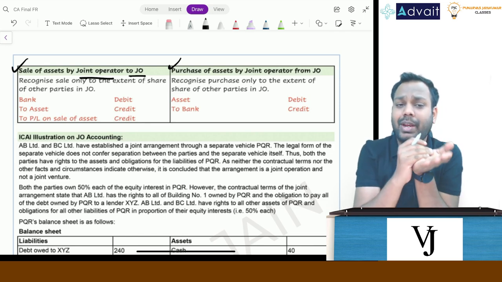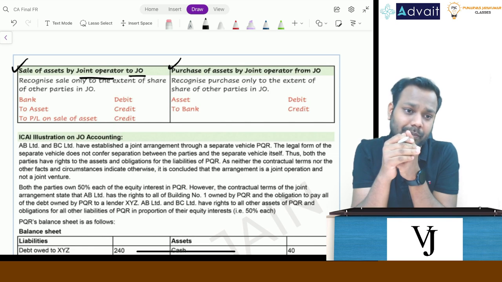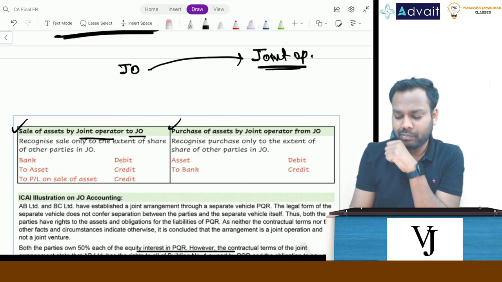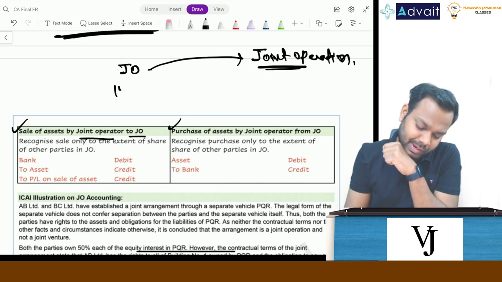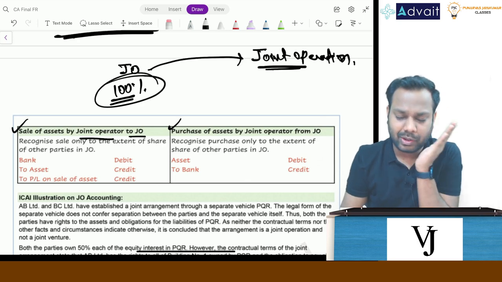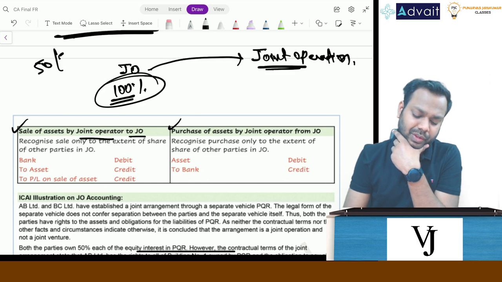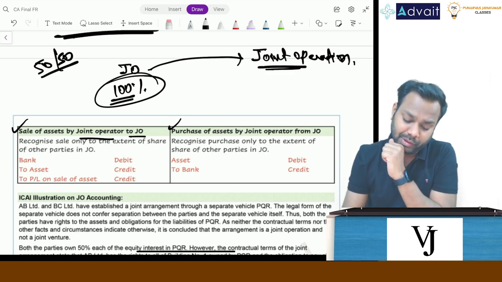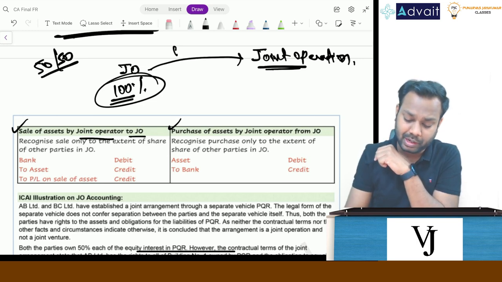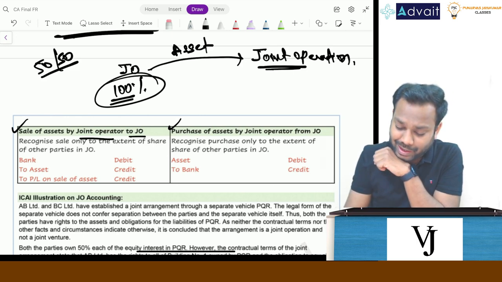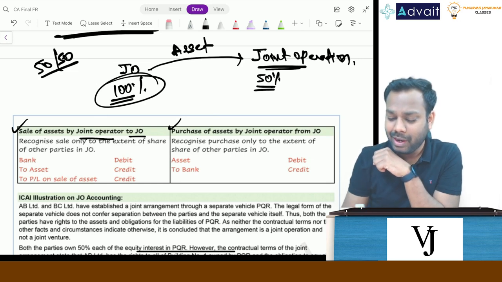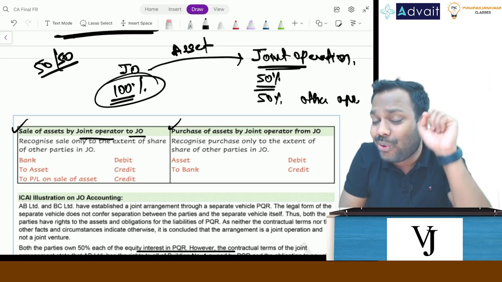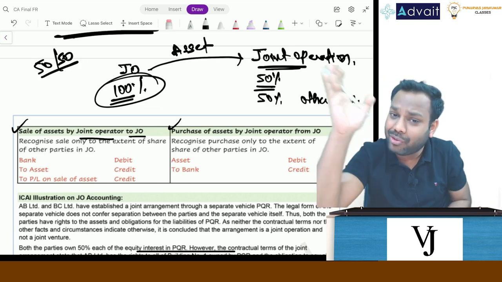Understand guys, let's suppose the joint operator sells the asset to the joint operation. Earlier, 100% of the asset was owned by the joint operator. Let's suppose the share is 50-50. There are two joint operators and the share is 50-50. Now when the joint operator sells the asset to the joint operation, still 50% ownership will be with this joint operator, and 50% will be with the other operator. So only the 50% control over the asset gets lost. Only the share of the other joint operator gets lost. So that's what we have to do.